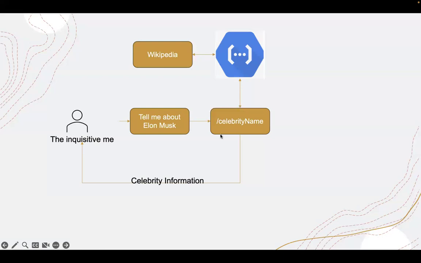So here it will take the celebrity name, which is the service endpoint for the Google Cloud function. The Google Cloud function will have the logic to take the celebrity name, call the Wikipedia endpoint to get information about Elon Musk and give that information to me. We'll see how we can set it up in Vertex AI Agent Builder. So first we'll see how we can create the cloud function.